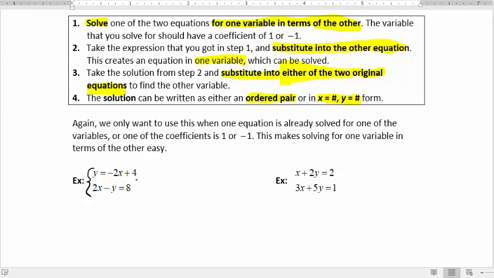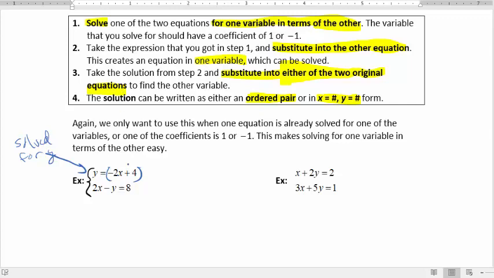So y equals -2x plus 4, 2x minus y equals 8. Well, the first step is to solve one of the two equations for one variable in terms of the other, but that top equation is already solved for y. So step one is finished. So all I really need to do is go to step two and take that expression that I got in step one, which namely is -2x plus 4. That's the expression I'm talking about, because that's what y is equal to. And I substitute that into the other equation.